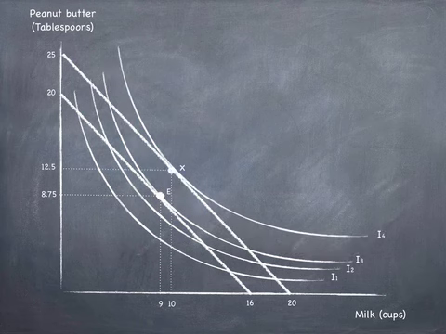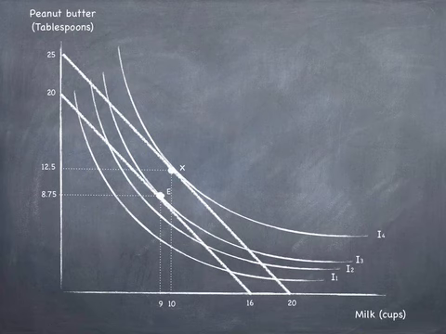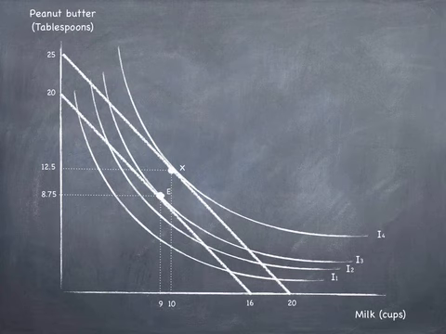Like point X, where she has 12.5 tablespoons of peanut butter and 10 cups of milk. You can see once again that the indifference curve has the same slope as the budget constraint at point X, where she is maximizing her utility.